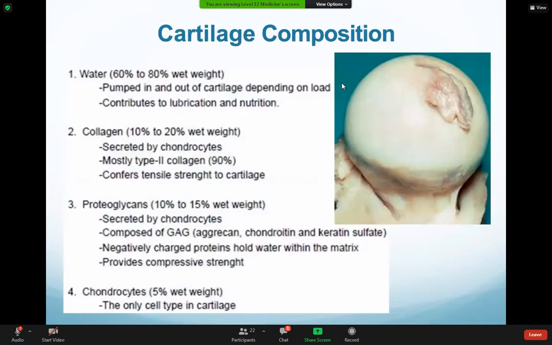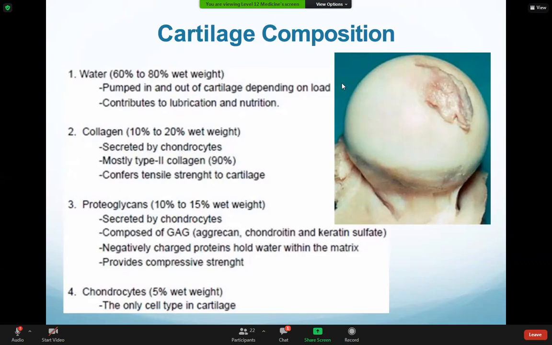The cartilage composition is made up of water, collagen, proteoglycans, and chondrocytes. Water makes up 60 to 80% of the wet weight. It's pumped in and out of the cartilage depending on load and contributes to lubrication and nutrition. Collagen makes up 10 to 20% of the wet weight, is secreted by chondrocytes, is mostly type 2 collagen, 90%, and confers tensile strength to the cartilage.